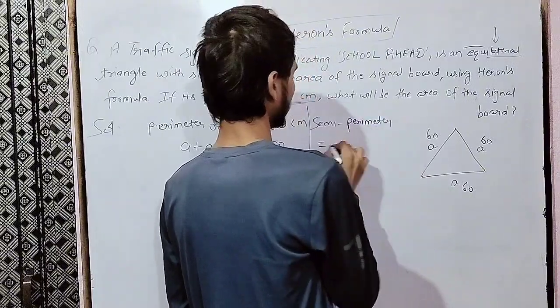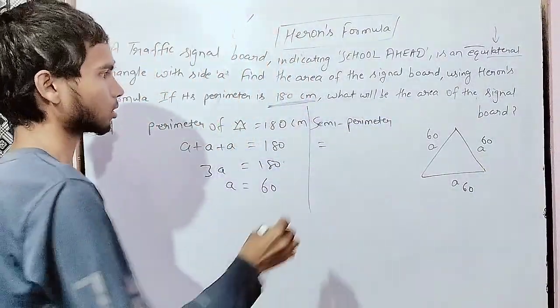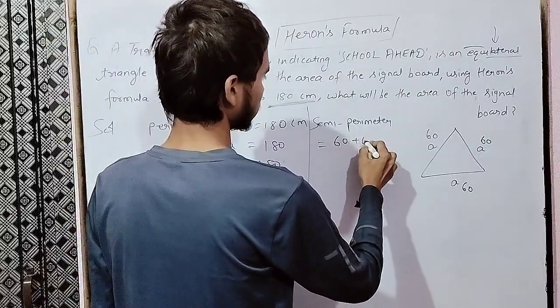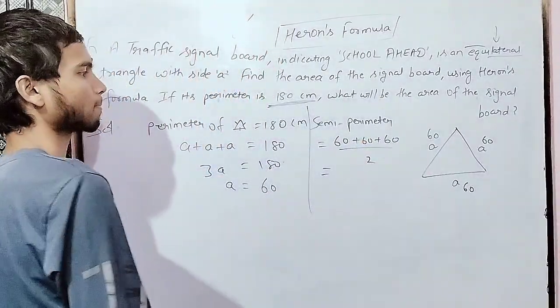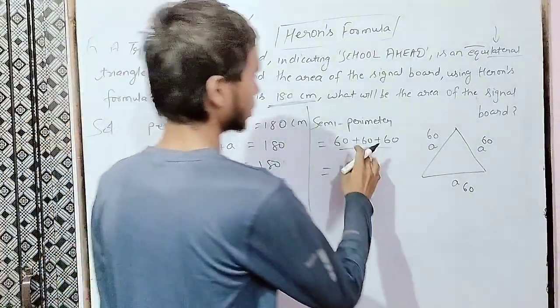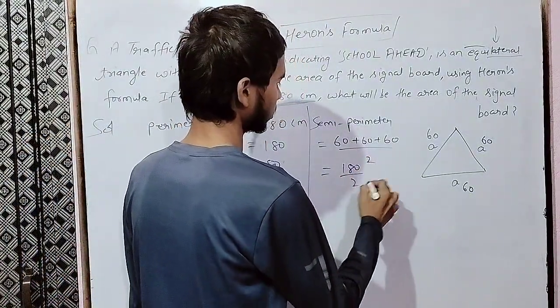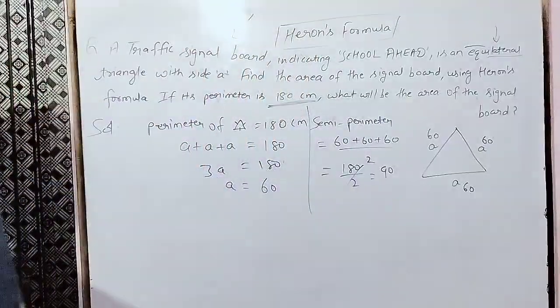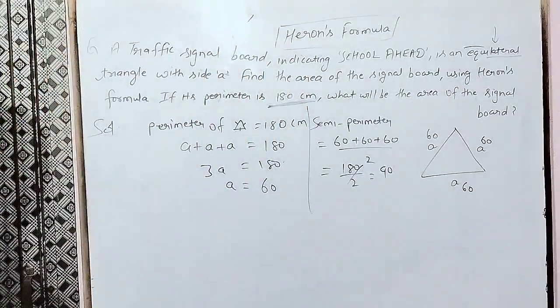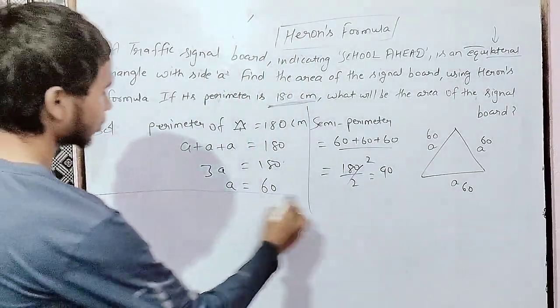Semi-perimeter. So what will we follow? Just 60 plus 60 plus 60 upon 2. You already know 180, it will become how much? 90. So semi-perimeter is 90. Now we are going to use Heron's formula.